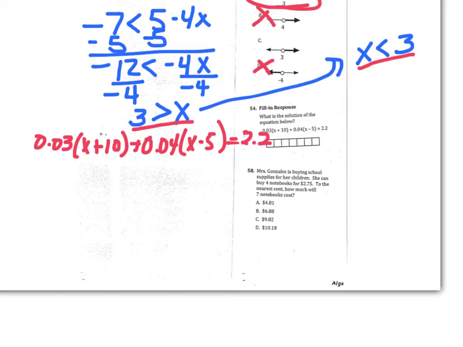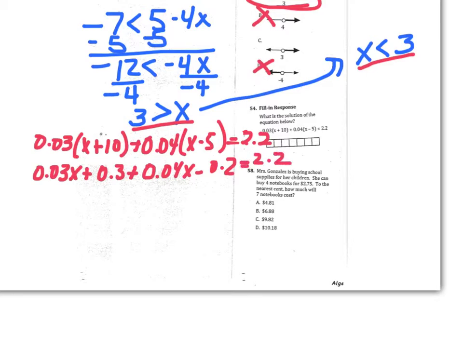So I'm just going to deal with the decimals. So I have 0.03x plus 10 times 0.03. So you can use your calculator, or you might just know 10 times 0.03 really just moves that decimal one place because there's a 0 in the 10. And then plus 0.04x, and then times negative 5. So 5 times 0.04 is 0.2, and it's negative. Okay, so the distributive step is done.